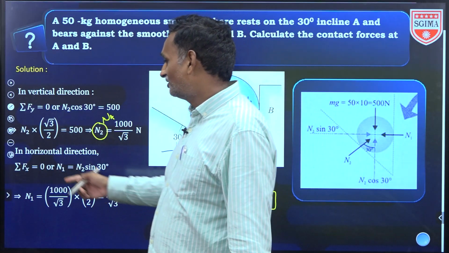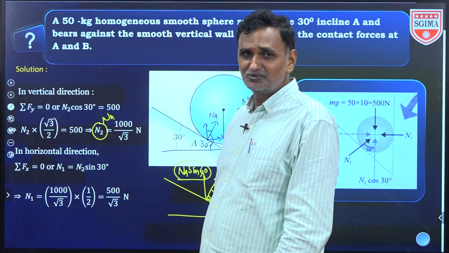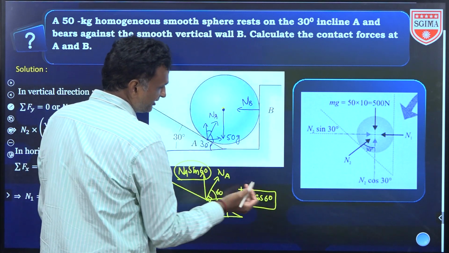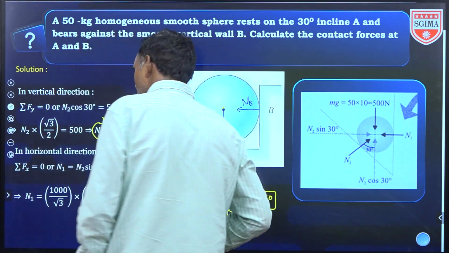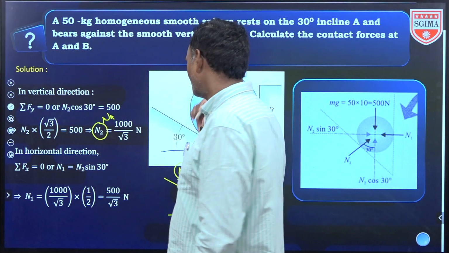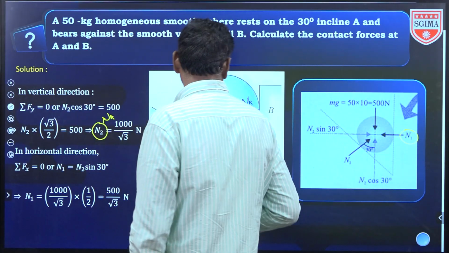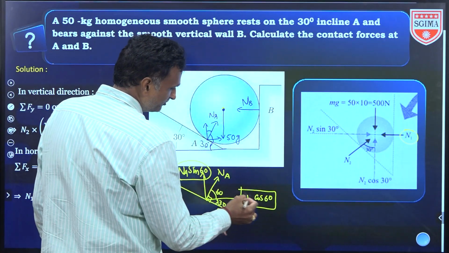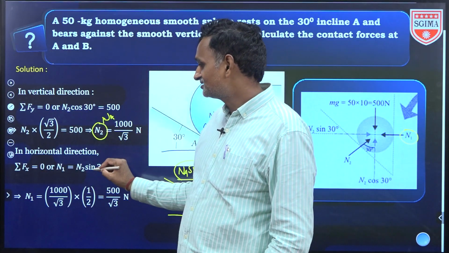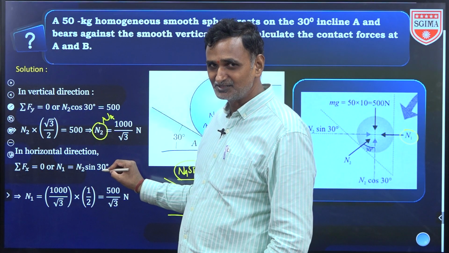Next, horizontal direction. Force along the horizontal direction is 0 only, because again it is in equilibrium. So right side force equals left side force. Right side force is NA cos 60, left side force is NB. NB means N1 here. The wall exerts force N1, equal to N2 sin 30. We have NA cos 60, and NA cos 60 means sin 30.